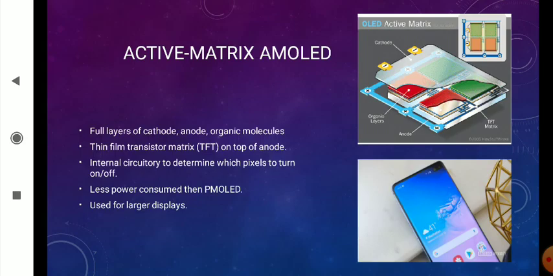Next is active matrix OLED, or AMOLED, which is used in smartphones. It consists of full layers of cathode and anode organic molecules. A thin film transistor matrix on top of the anode is used. Internal circuitry determines which pixel to turn on or off. Less power is consumed than in a PMOLED display, and it is used for larger displays like smartphones.